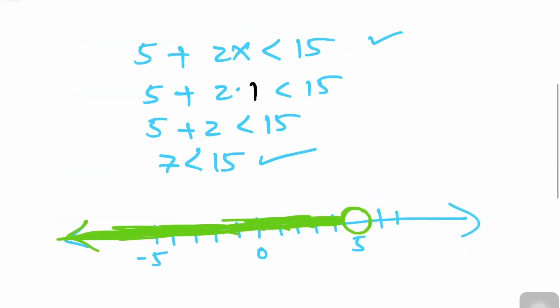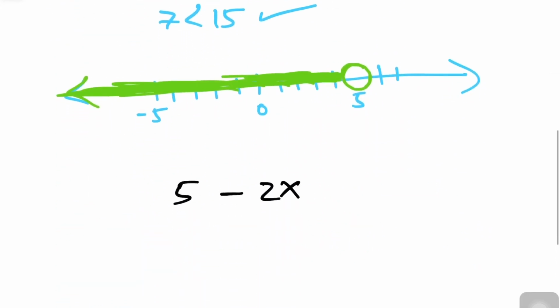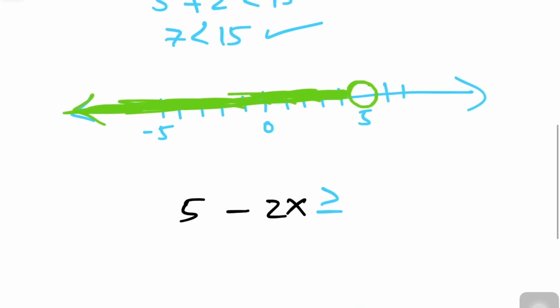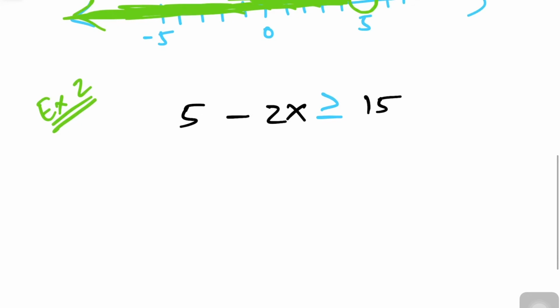So I have 5 minus 2x. Let's use greater than or equal to, let's choose 15. Okay, let's do 15. So let's do one more example. 5 minus 2x greater than or equal to 15. Let me call it example number 2. All right. If you want, you can pause the video and try to solve this problem. Okay.